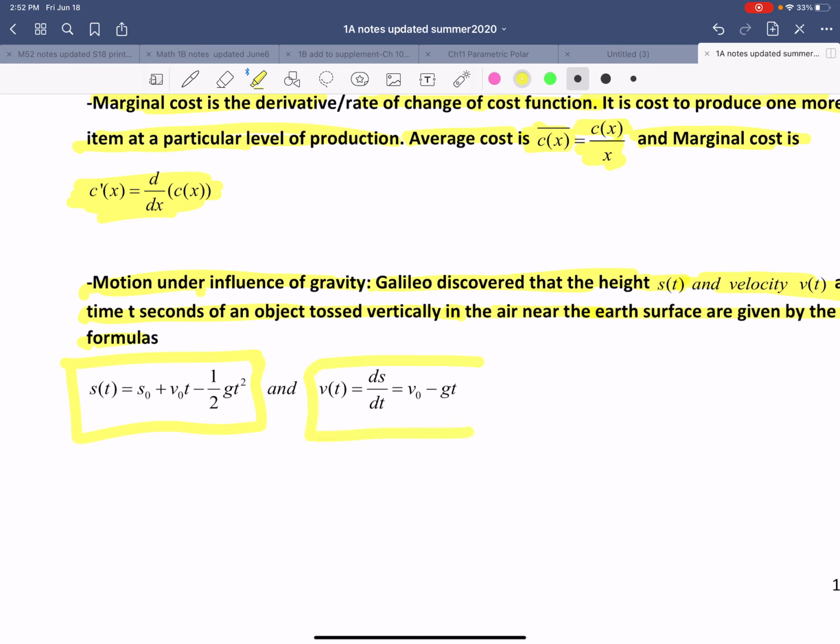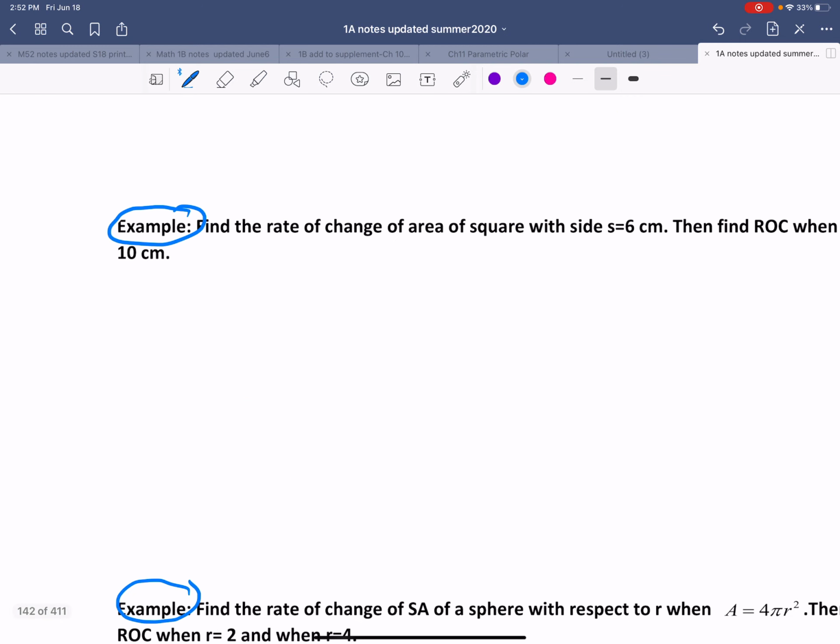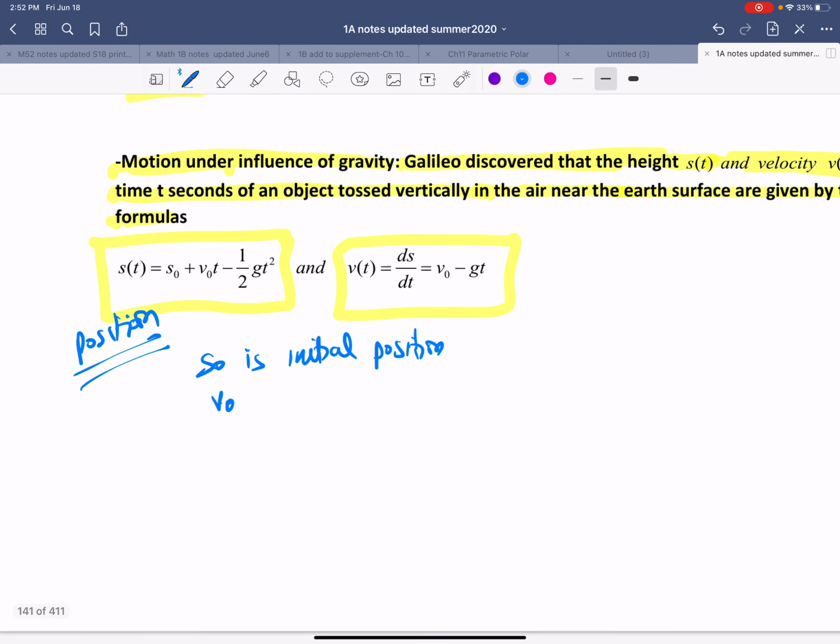Memorize these two formulas. Actually, you don't need to remember both, but just remember the position formula. This is for the position S of t. Position S of t depends on the time. It's S naught, the initial position, the height from which it is thrown, and V naught is the initial velocity, and G, acceleration of gravity, is 9.8 meters per second squared.